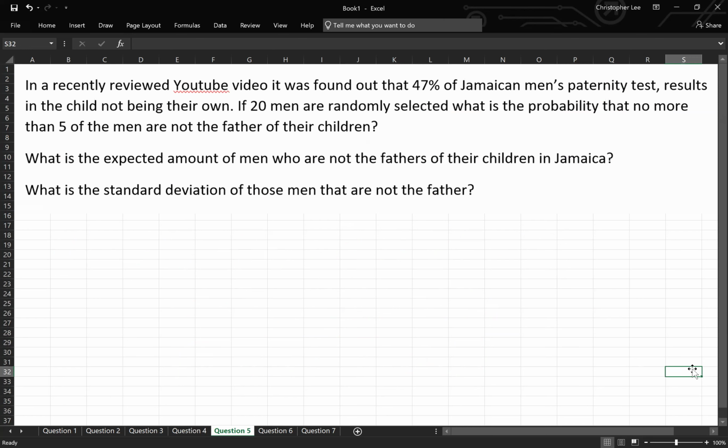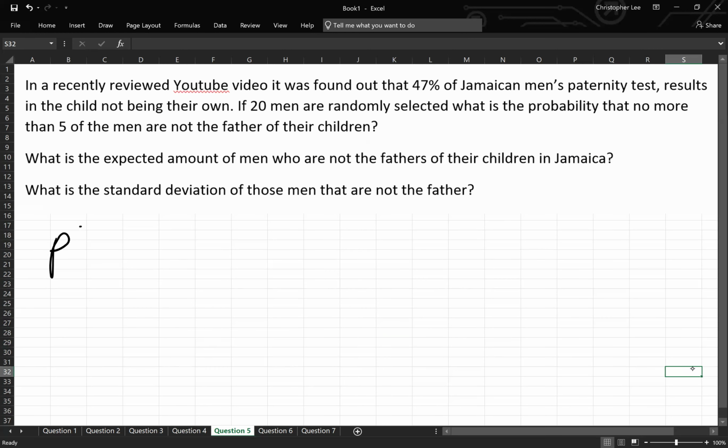So I was watching his video last night and he gave me this statistic. In a recently viewed YouTube video, it was found that 47% of Jamaican men's paternity test results in the child not being their own. If 20 men are randomly selected, what is the probability that no more than 5 of the men are not the father of their children? How do I do that?